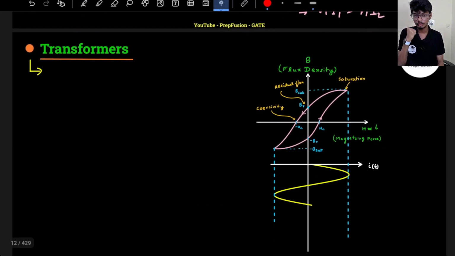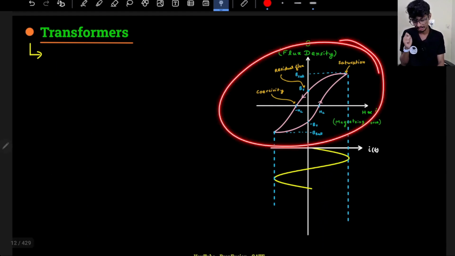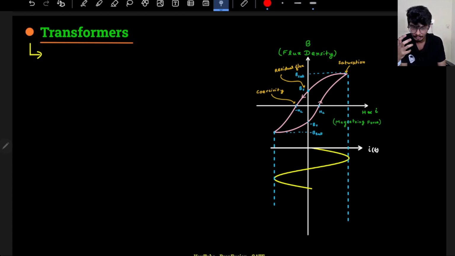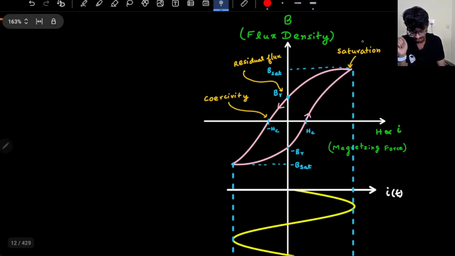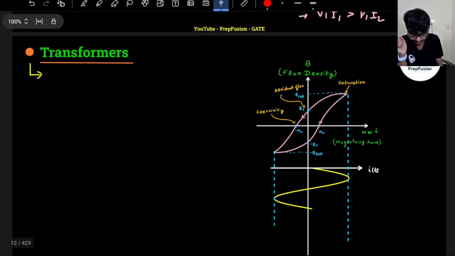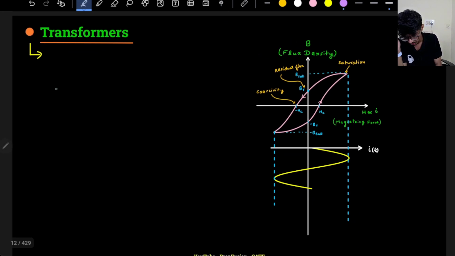Now let's understand one more concept. If you have seen a BH curve in chapter 0, I hope we have discussed this BH curve. There, if you remember, we have many points like this: saturation, residual flux, coercivity. All these points are there. Now, let's say I apply a sinusoidal voltage. So my current also will be sinusoidal, right?